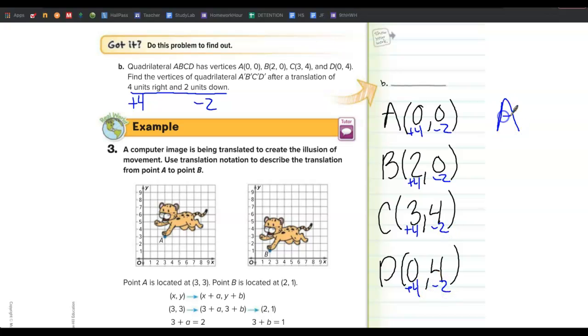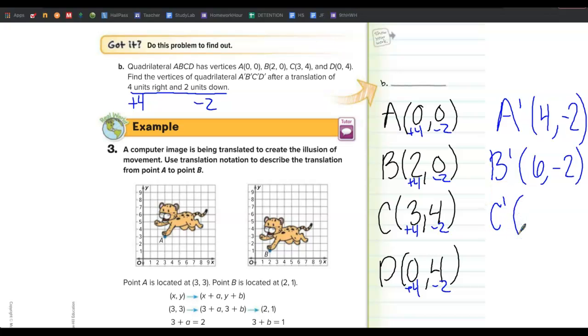So now I just have to calculate. 0 plus 4 is 4. And 0 minus 2 is -2. So A prime should be 4, -2. B prime should be what, Jude? 6, 0. Perfect. C prime should be what, Max? 7, 2. And D prime should be what, DJ? 4, 2.